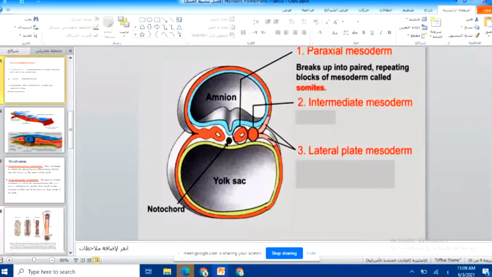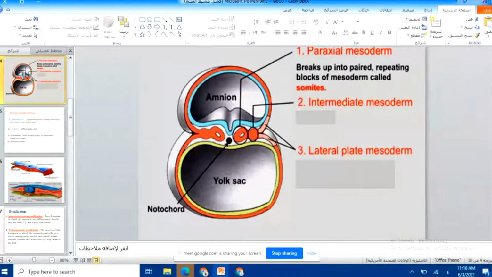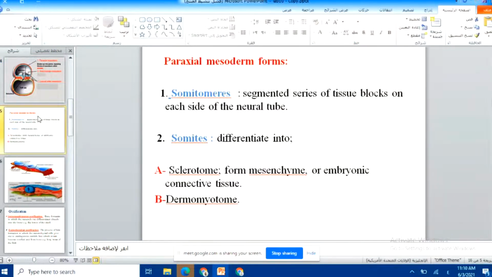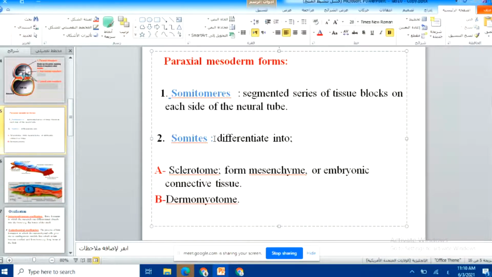While this paraxial mesoderm can also be differentiated into somites and somitomeres, okay? And somites and somitomeres can be differentiated into other kinds of cells that specialize in the formation of other parts of the skeletal system. So look, paraxial mesoderm forms the somitomeres and somites, while the somites will form sclerotome and dermomyotome. As you know, somites and mesoderm cells can also form muscles, okay?